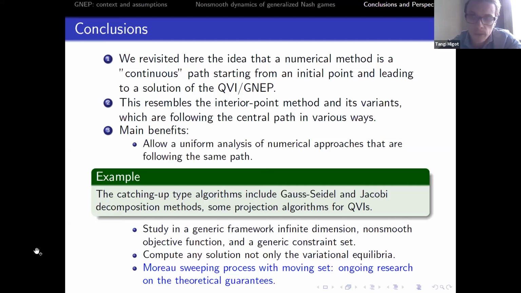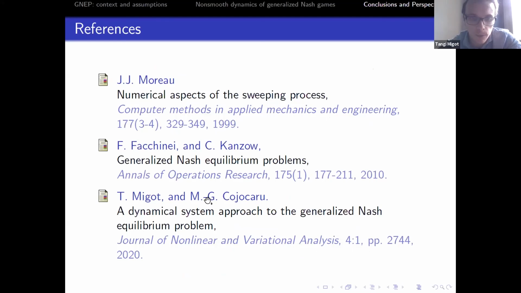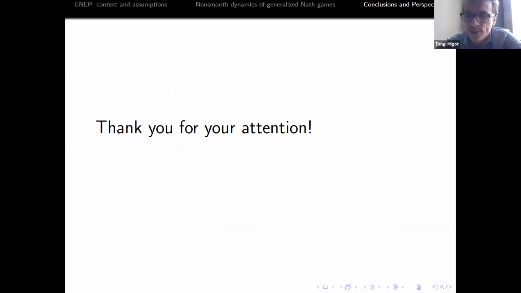Another benefit, which I believe is very interesting, is that we not only compute the variational equilibria, but any GNE that will have some stability properties. As I pointed out, there is a lot of ongoing research from the theoretical side, and hopefully it will manage to solve most of the open problems soon. Part of what I've said is in this paper we published with Monica very recently. Let me thank you for your attention.